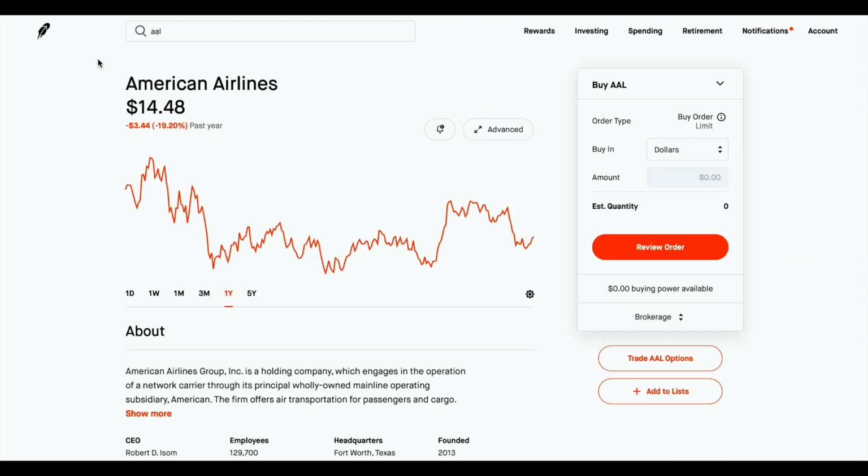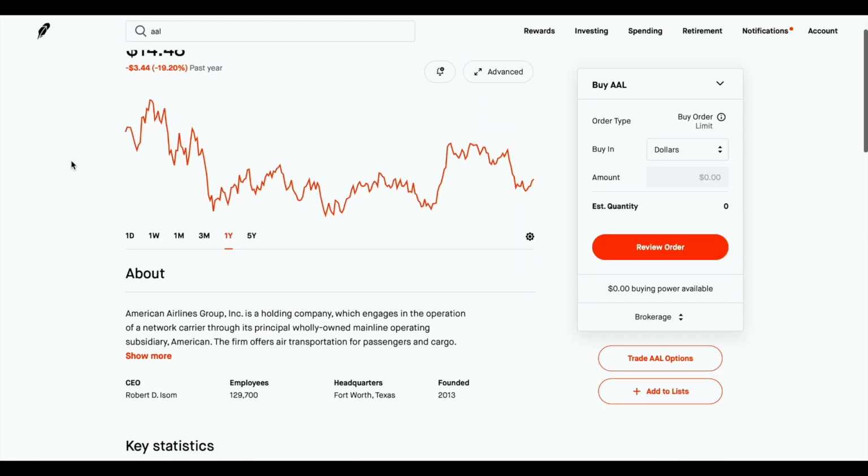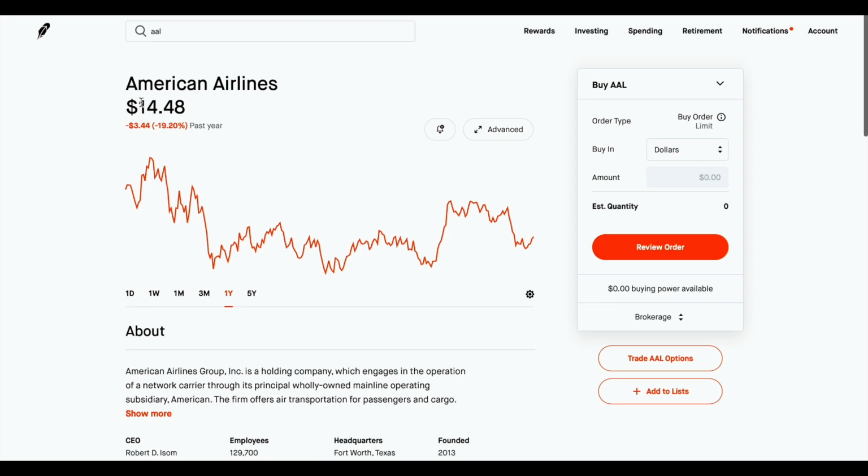And now the fourth example, American Airlines. So this one's a little interesting because American Airlines is much cheaper from a stock price perspective. If you want to sell a cash secured put on American Airlines at, let's say, $14, you'd only need $1,400 versus some of the other ones, you need $27,000.